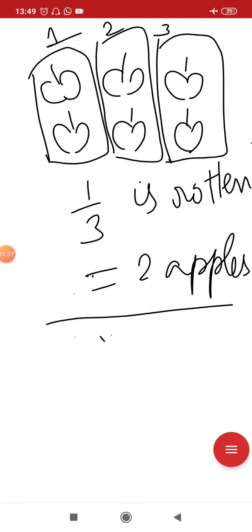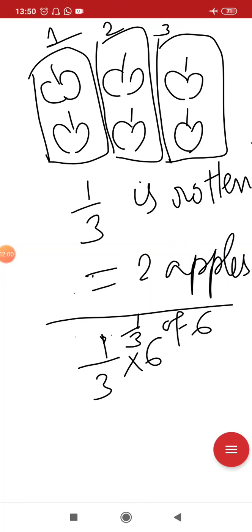Now how to find the answer by using the formula? The formula is, they are saying 1/3 of the total apples are rotten. So total apples are 6 and 1/3 of the apples are rotten. So 1/3 multiplied by 6. We can also write it as 1/3 of 6 apples are rotten. So I can write it as 1/3 multiplied by 6.